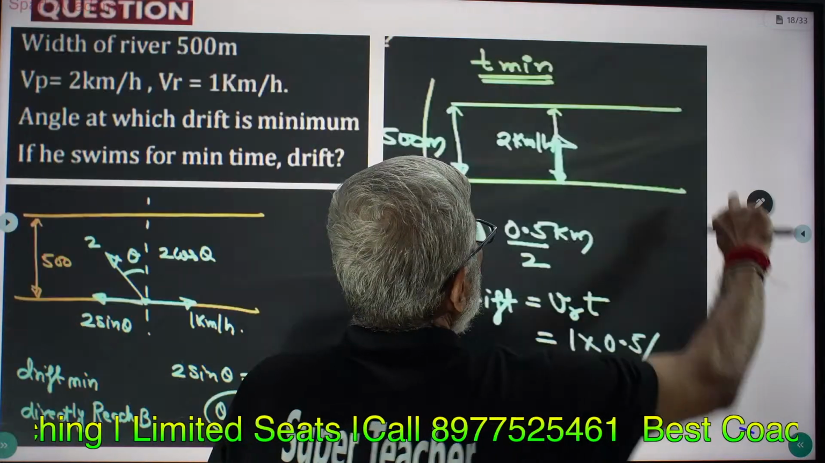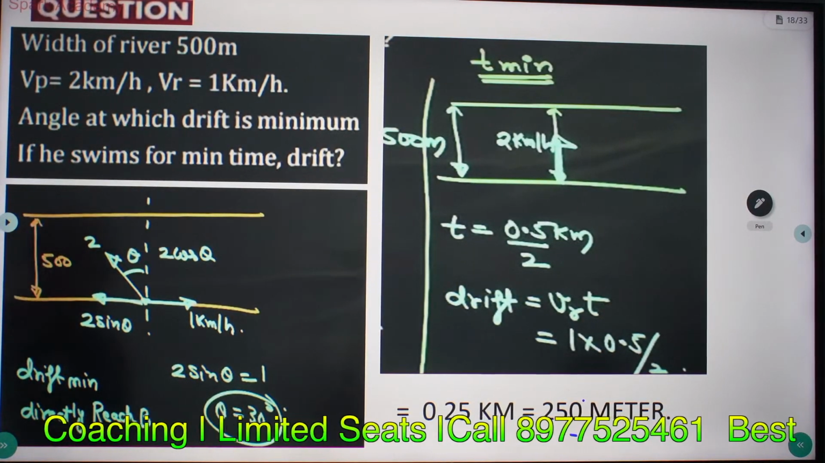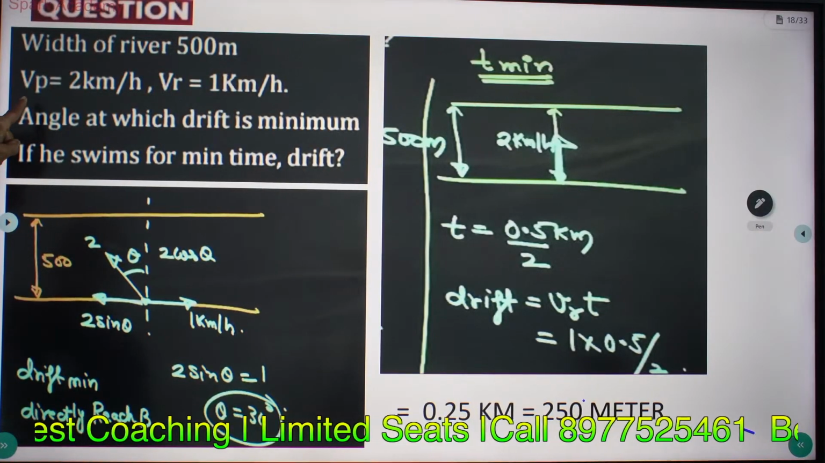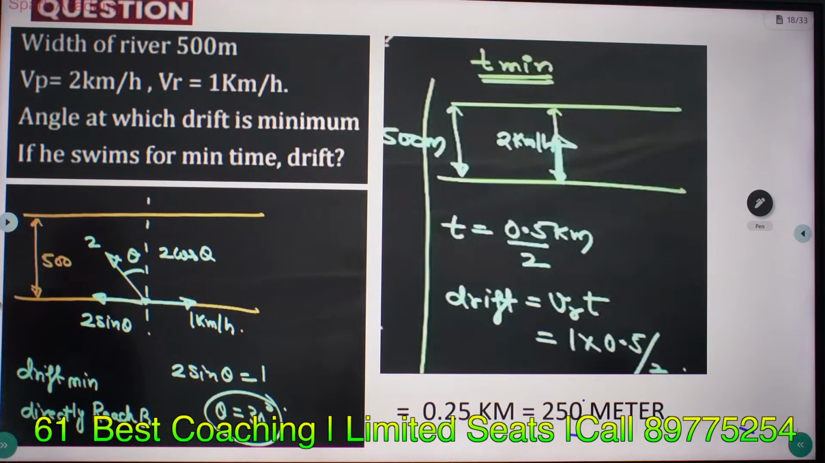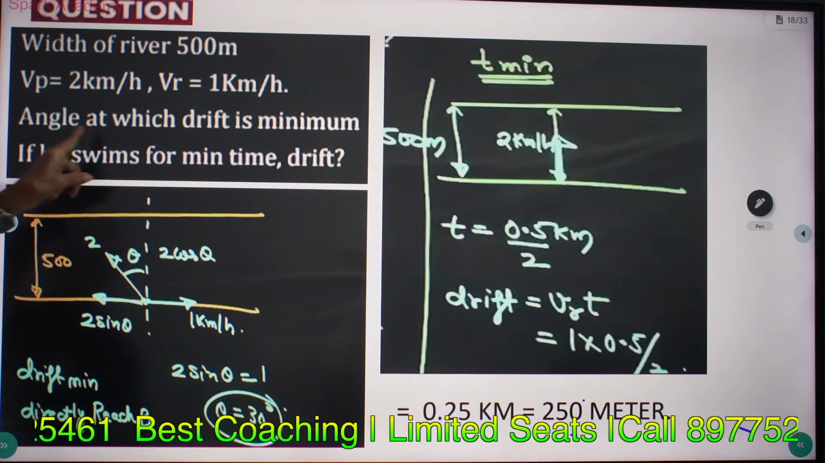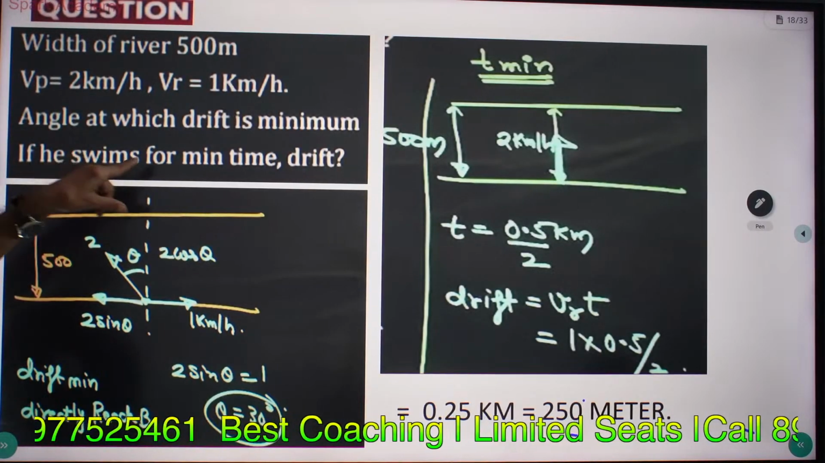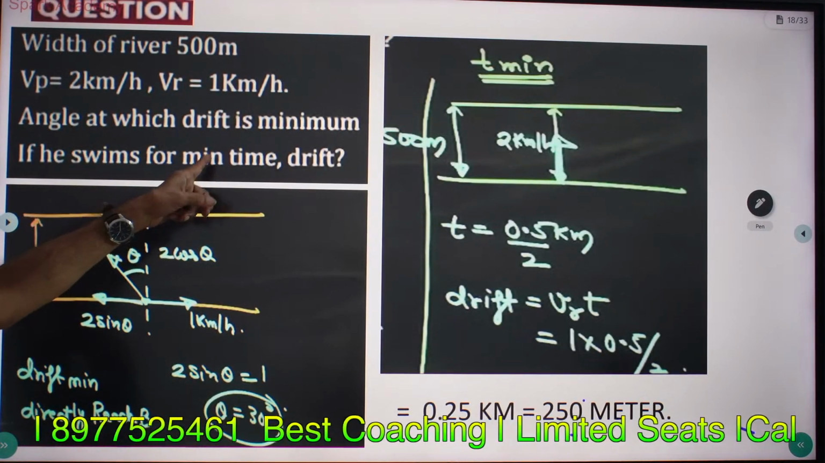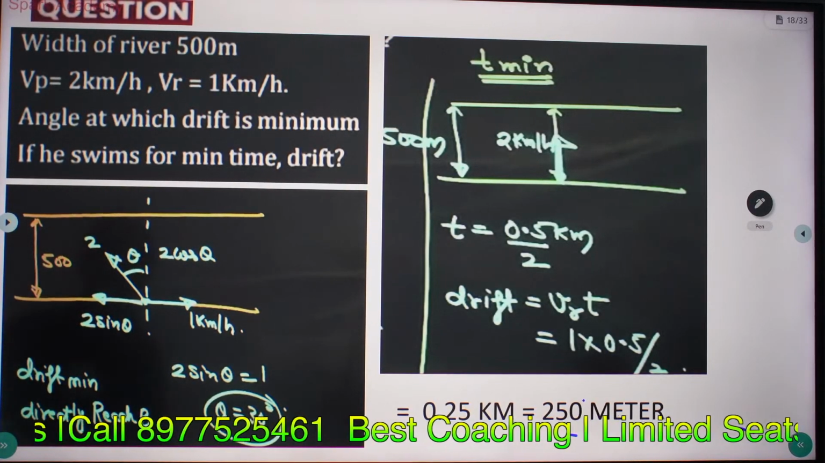Now let us solve some simple problem. See, width of the river is 500 meter. Velocity of the person is 2 km per hour. Velocity of river is 1 km per hour. Find the angle at which the drift is minimum, and you have to find out the minimum time and drift. 3 questions they are asking.